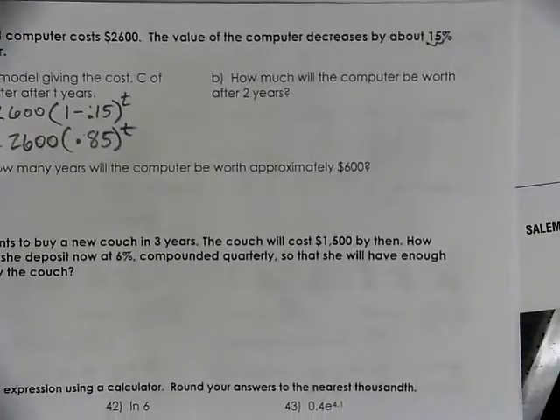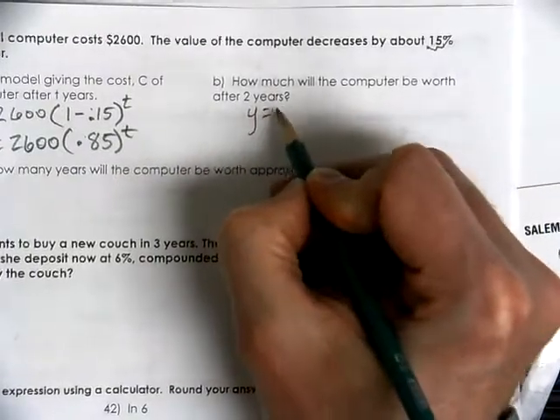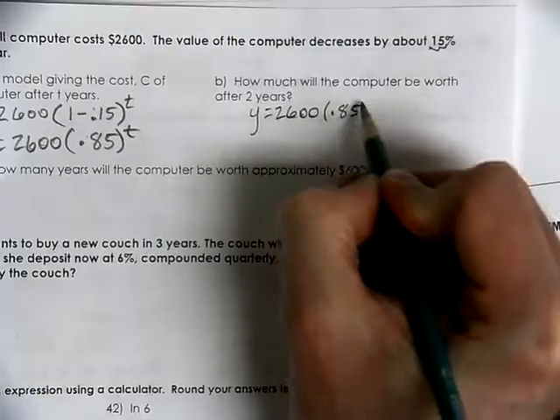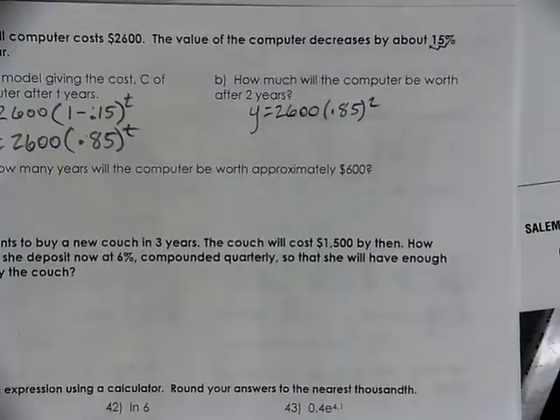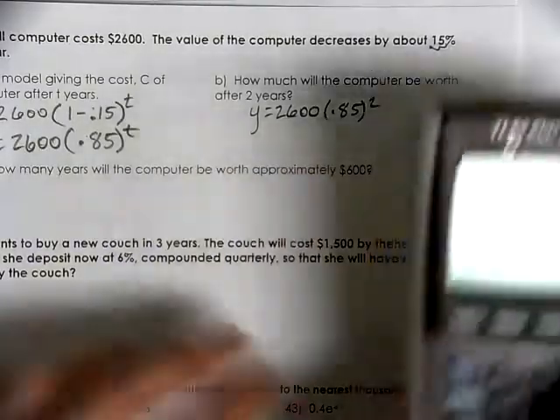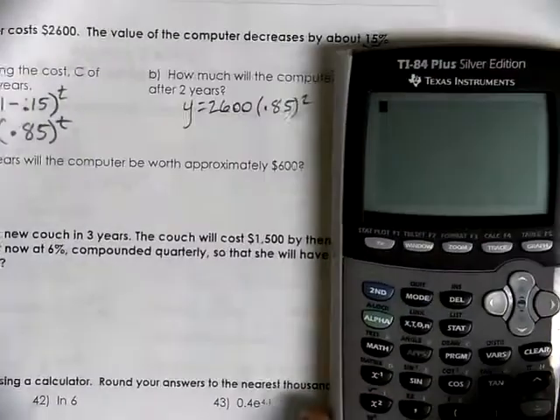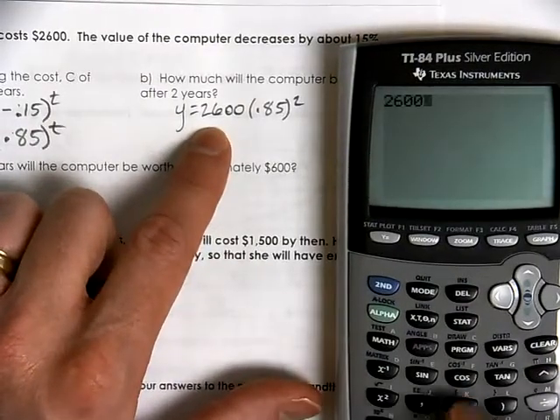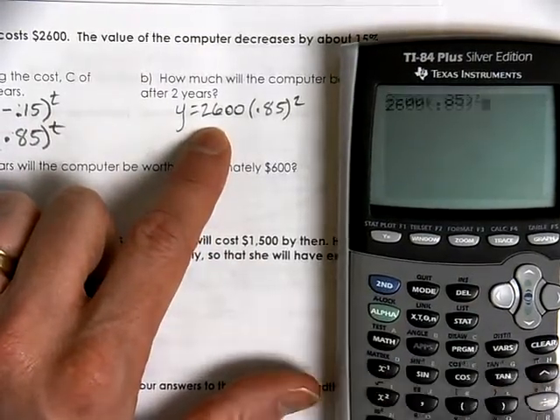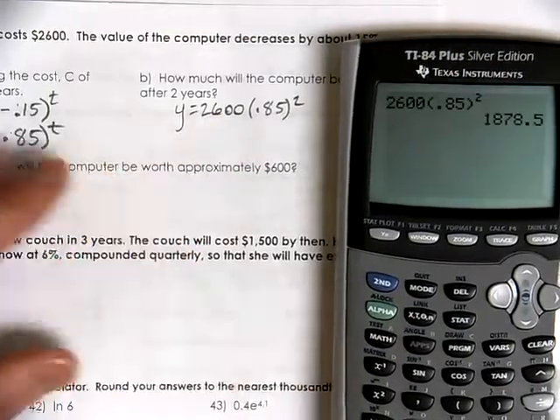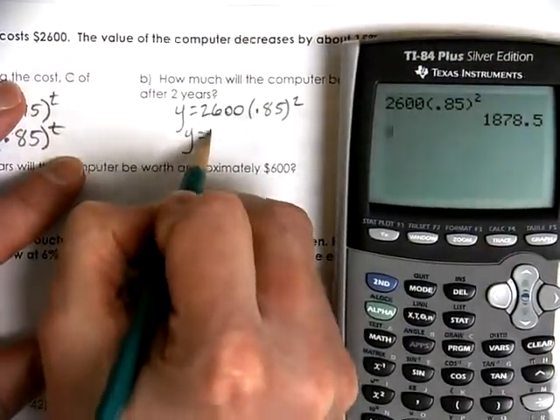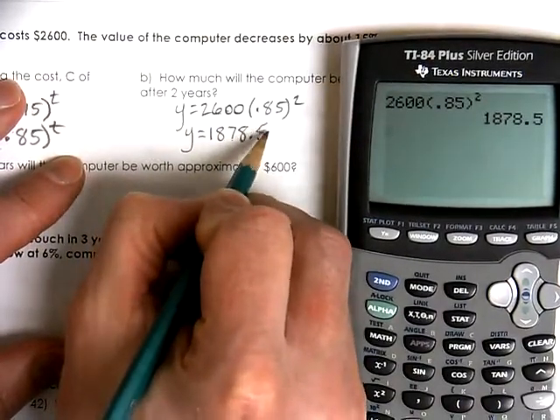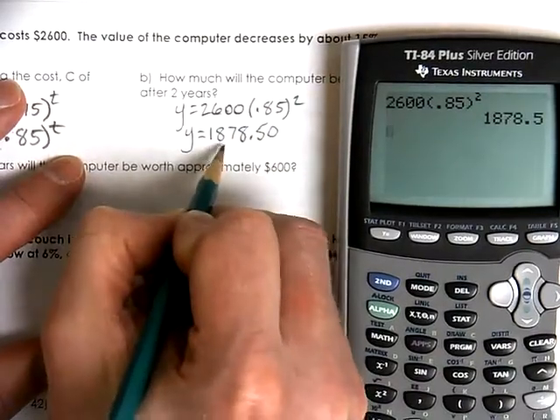How much will the computer be worth in 2 years? We would have a 2 for the years. And this is the calculator portion, so we're allowed to use our calculator on it. 2,600 times 0.85 to the second power, and that's going to be 1,878.5. And if this is money, we're going to say 50.